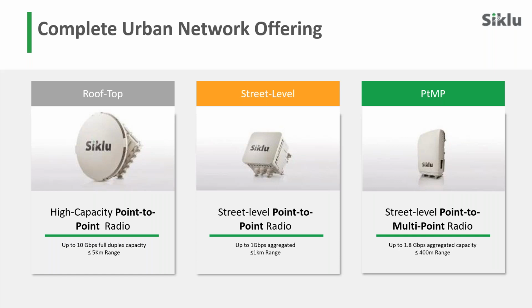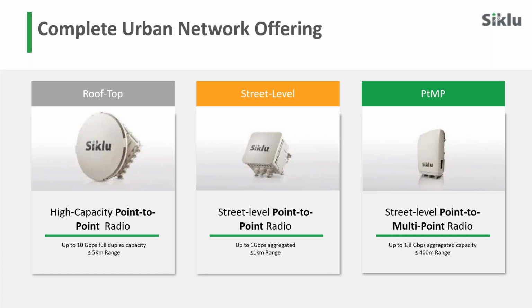And then we have all the way to the right the point-to-multipoint radios, the MultiHaul family, which can deliver about 400 meters of range with a total capacity shared between all the units up to 1.8 gigabit, 1 gigabit per endpoint, and total aggregated 1.8 gigabit.